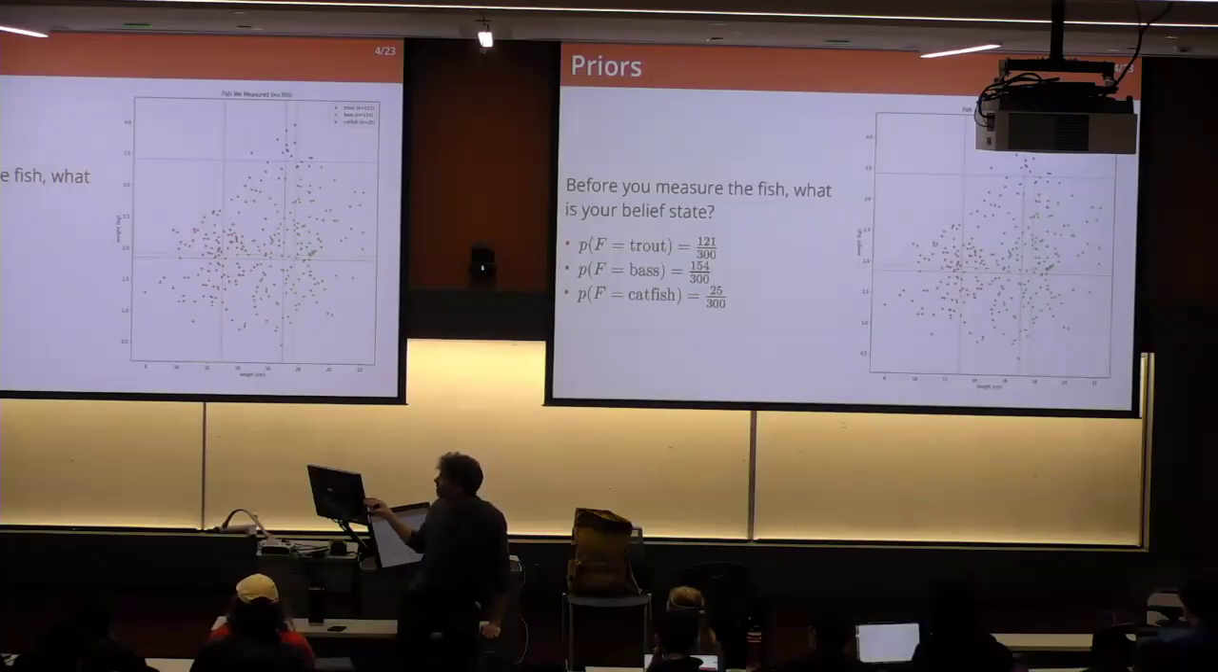So we can use those numbers to create a prior. The probability of a trout is 121 out of 300. Probability of a bass is 154 out of 300. Probability of a catfish is 25 out of 300. So this is our prior. This is given no evidence. What do we believe? And this is what we're going to update based on the likelihood of the data that we see. Okay? All right. So the prior is pretty straightforward.